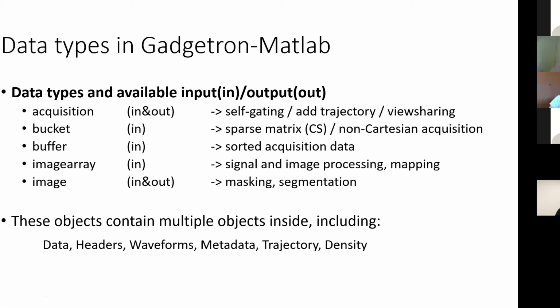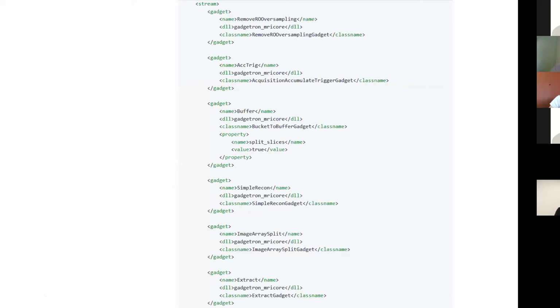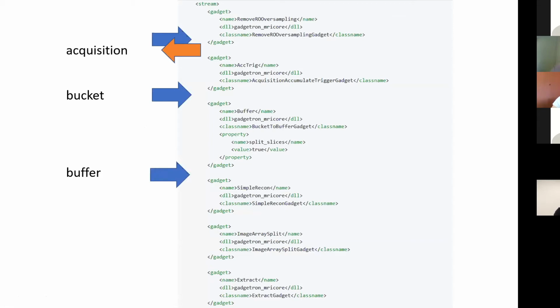Okay, and if we review our MP2H, the purpose of the MP2H was simply to process the images and output the MP2H extra data. So just to review a config file, we can input an acquisition with MATLAB, at the step before the acquisition accumulate trigger. We can input buckets. We can input buffer. We can input image array, and we can input and output images.